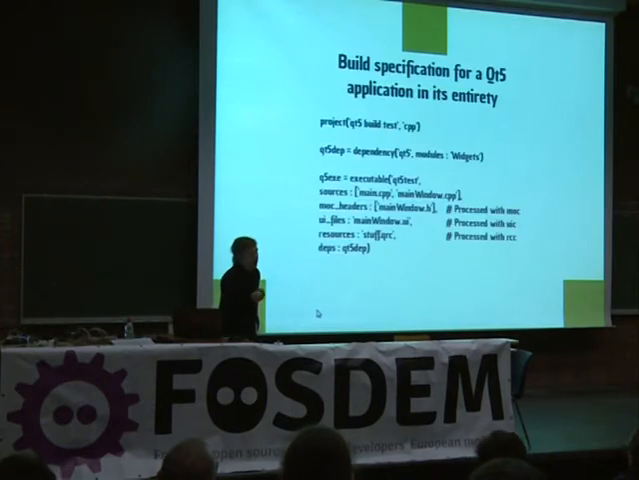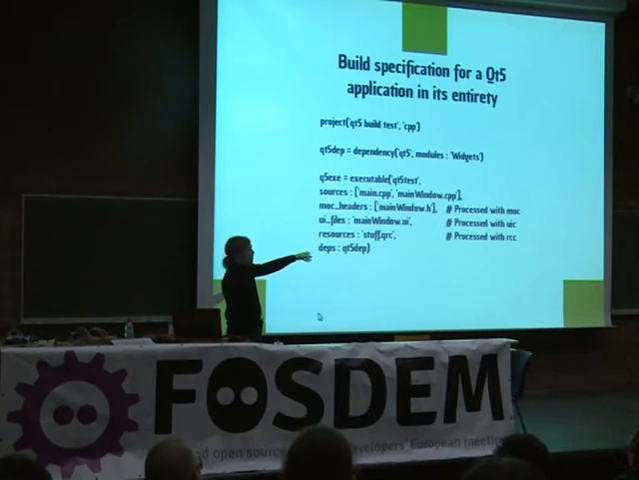So here's what a Meson build file looks like. If you want to build a Qt 5 application, it's 3 lines of code, one of which is divided over several lines. First you have a dependency on Qt 5 and the modules that you want to use. There's the executable source files and the headers you want to put through moc. UI files you put through UIC, and resource files you put through RCC, and that's it.